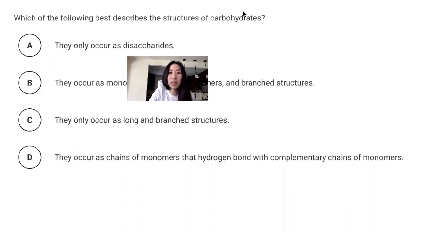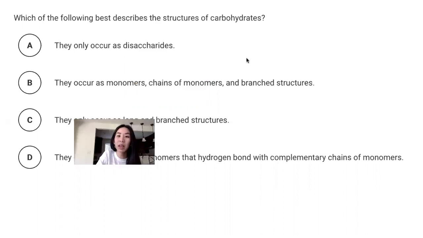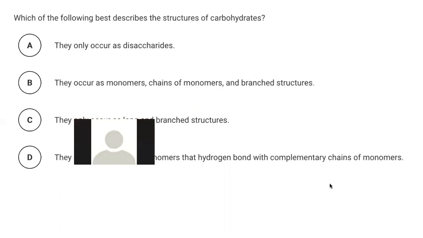Okay, that was 90 seconds. So here is your result. The majority of you picked letter B, and that is the correct answer. So they occur as monomers, chains of monomers, and branch structures. That would be the most accurate description for the structure of carbohydrates. Okay.